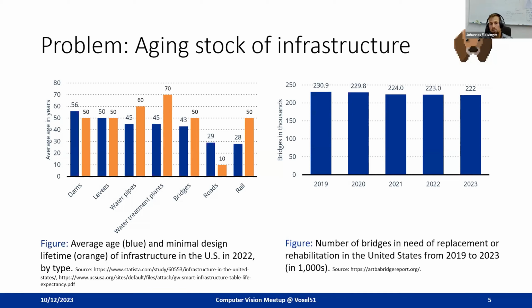On the right side, you can see the number of bridges in need of replacement or rehabilitation in the US from 2019 to 2023 in thousands. You can see that in 2023, there are approximately 222,000 bridges in need of replacement or rehabilitation. In other words, 1 out of 3 US bridges needs to be replaced or repaired. At the current pace, it would take nearly 75 years to repair them all. Additionally, the financial costs are enormous.